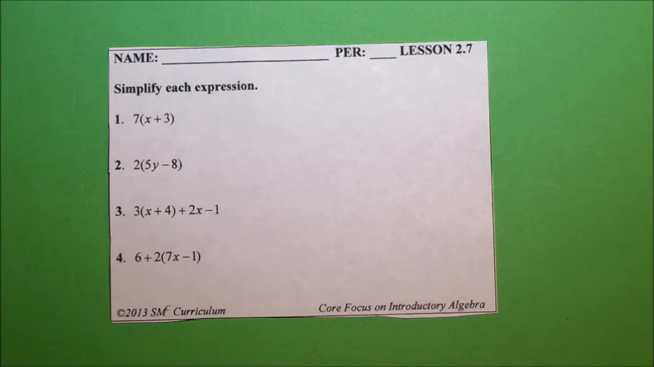Okay, so that's lesson 2.7. Remember, the only way to learn math is to do math, and mistakes are proof that you're learning.